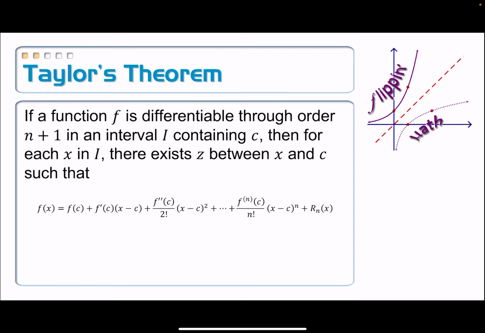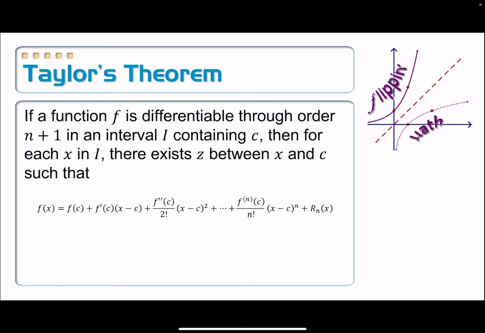If a function f is differentiable through order n plus 1 on an interval I containing c, why do we need n plus 1 derivatives? Well, because it's sort of like the alternating series remainder where you just look at the next term. We're going to do also the first neglected term. We went up to n terms in our Taylor polynomial. We're going to look at the very next one, the n plus 1. So we have to be able to take n plus 1 derivatives at least.